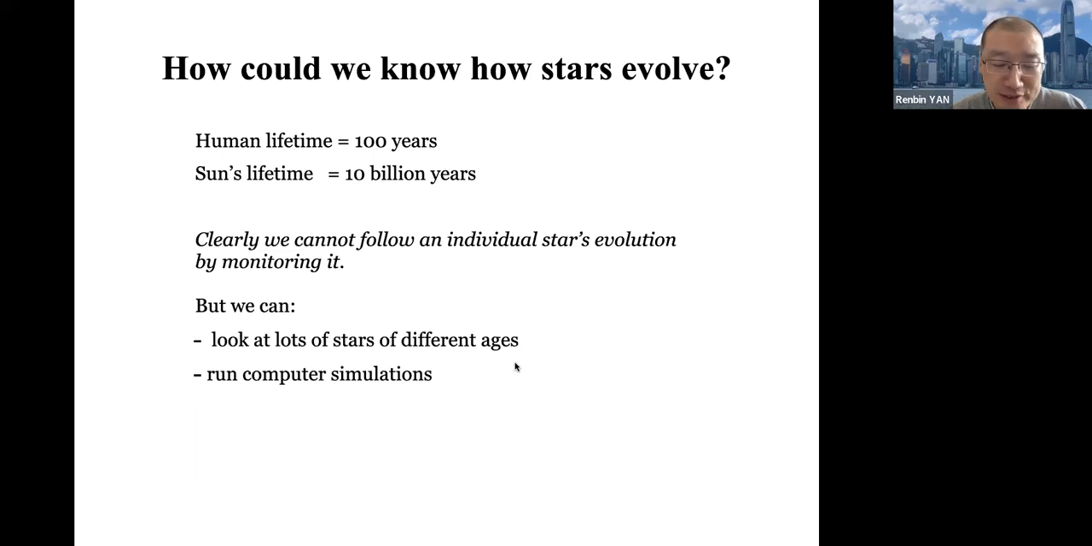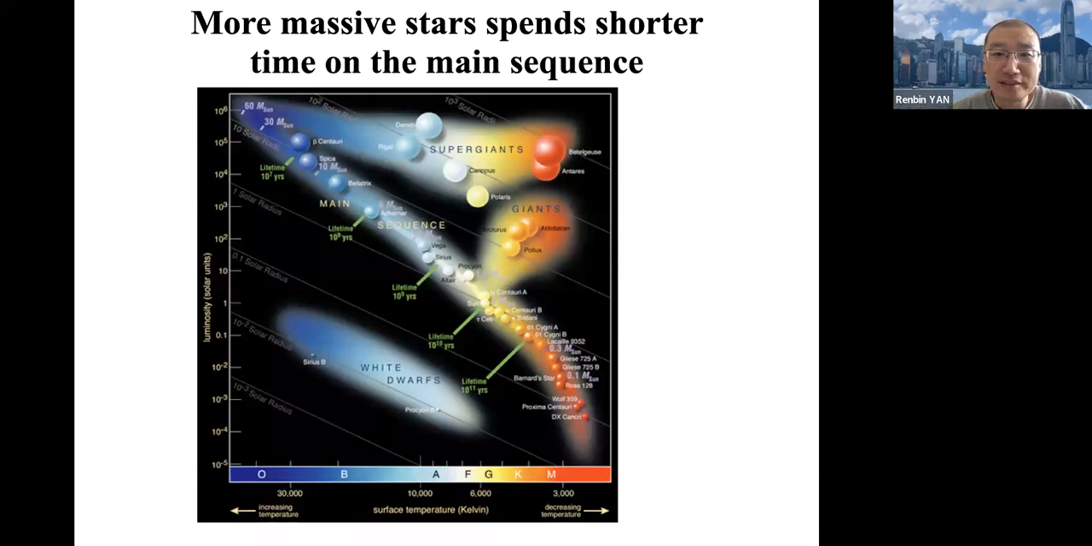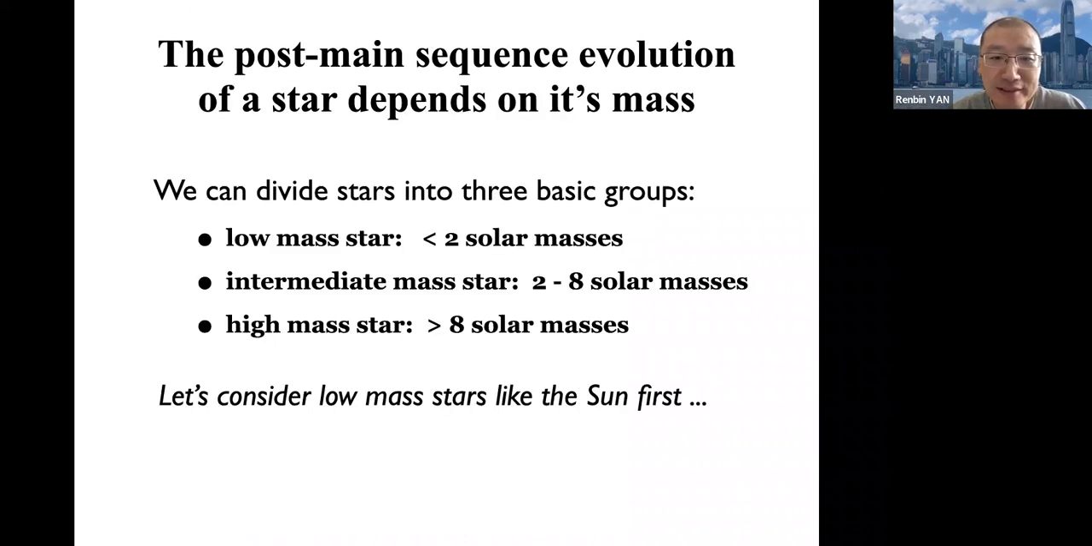So for stars, it's the same thing. We just look at lots of stars because they're at different ages. Then we can try to understand how they evolve. And also we can use physics and run computer simulations to understand how they evolve. Another thing is that stars can have different masses, as you have known already, and stars with low mass have a much longer lifetime than stars with high mass. These high mass and low mass stars also have very different evolution paths. So we actually need to separate the stars into several groups in order to talk about their evolution.